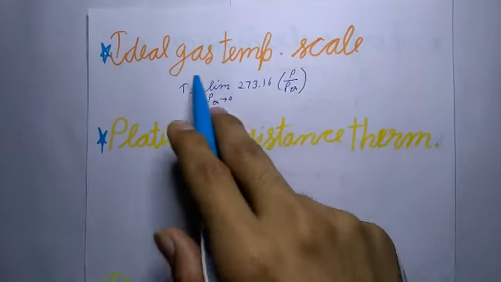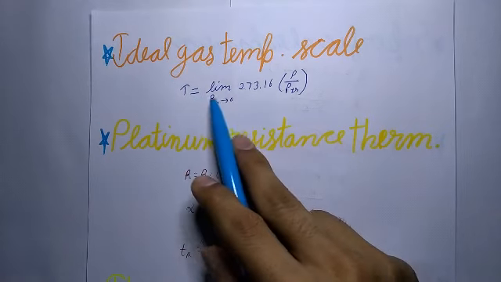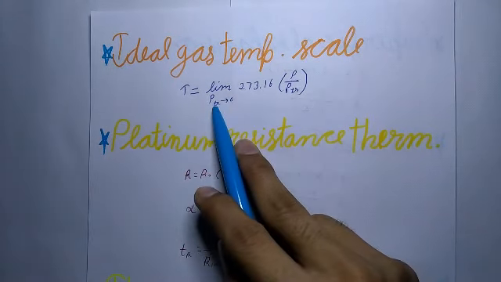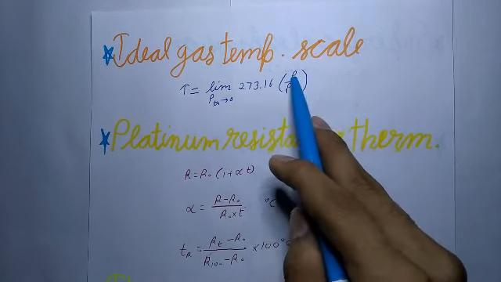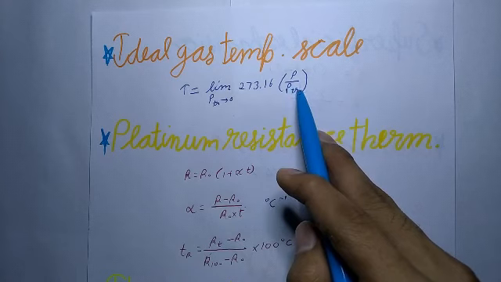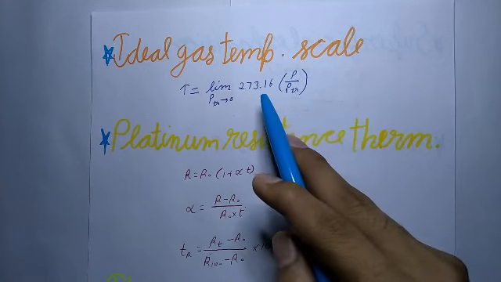Next is ideal gas temperature scale. The ideal gas temperature on Kelvin scale is defined by the equation T is equal to limit pressure at triple point tends to 0 of 273.16 in the bracket P upon P triple. This is pressure and this is pressure at triple point. It is independent of the nature of the gas.